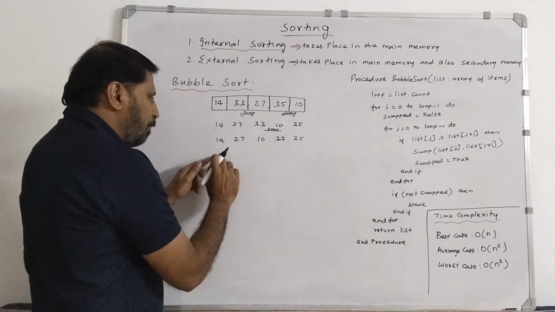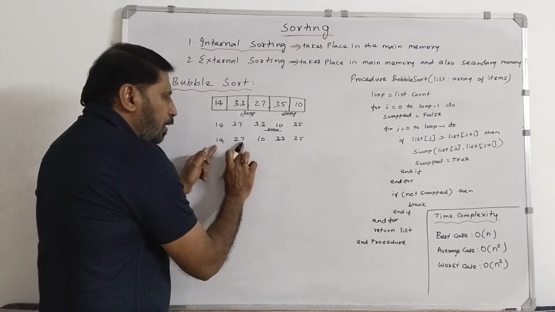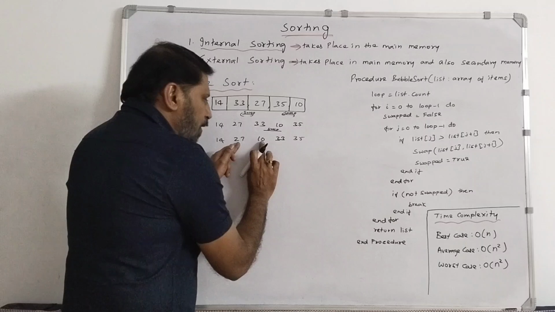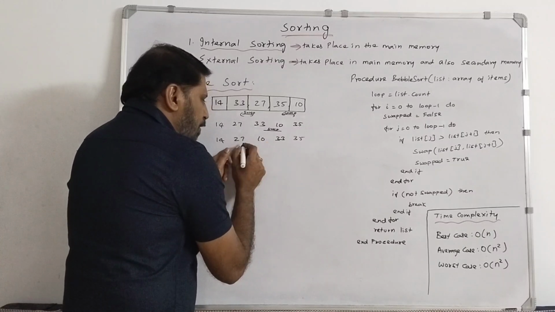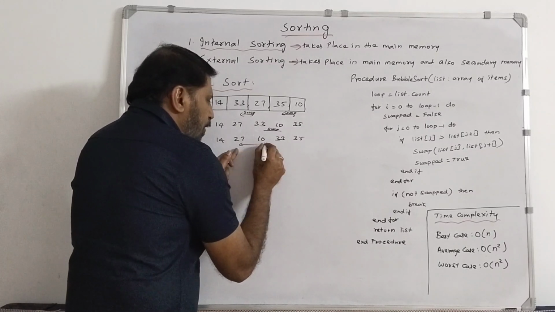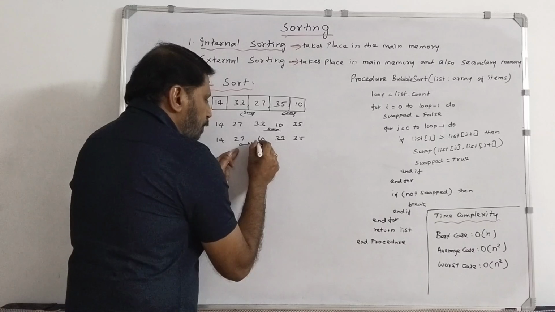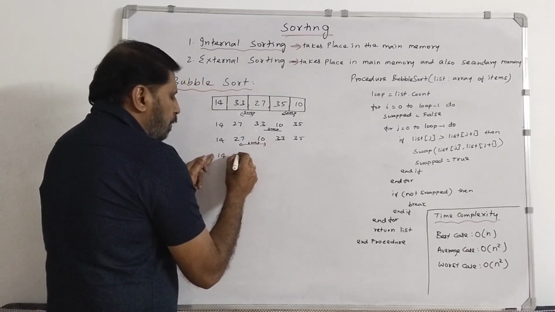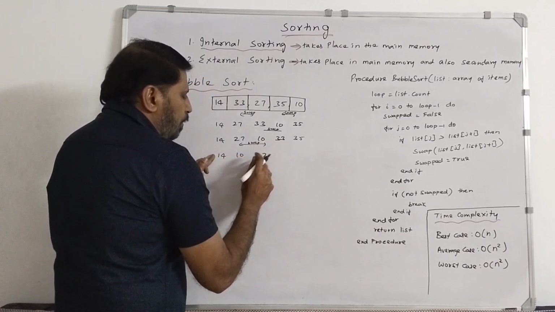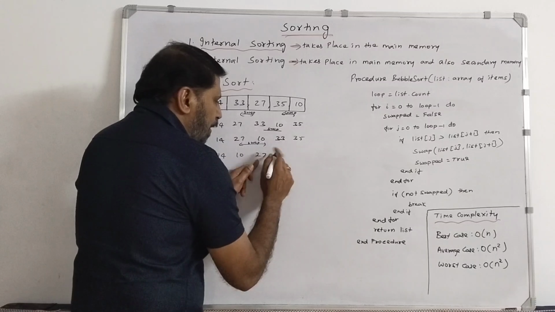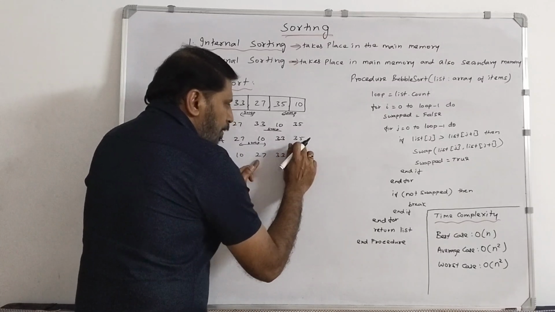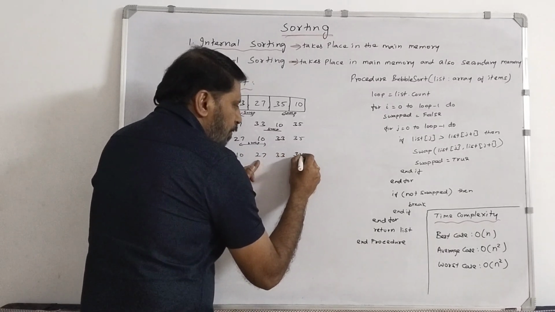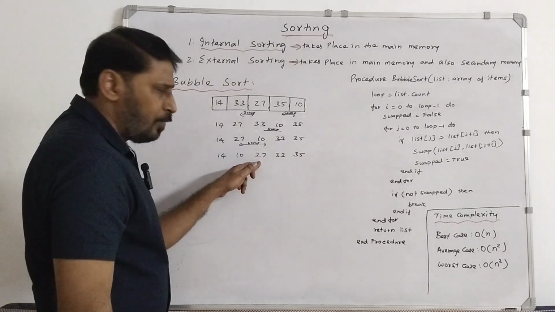Now we come to the third iteration. 14 and 27 are compared. 27 and 10 are compared, so it is swapped. So now it is 14, 10, 27. Again 27 and 33 are compared, then 33 and 35 are compared. Is the point clear?